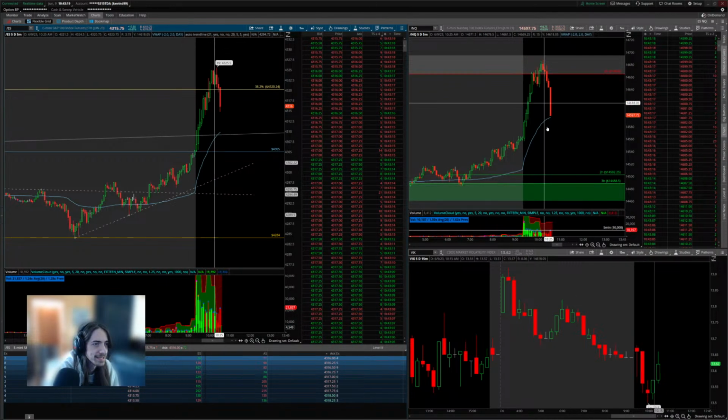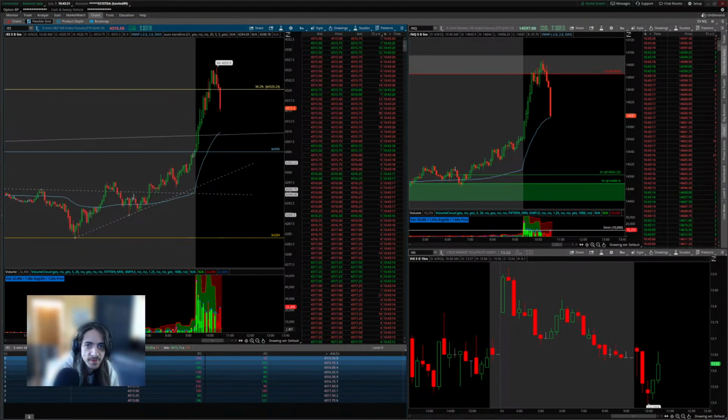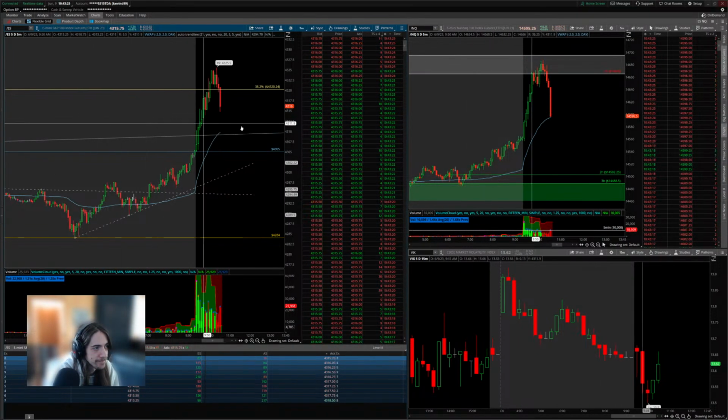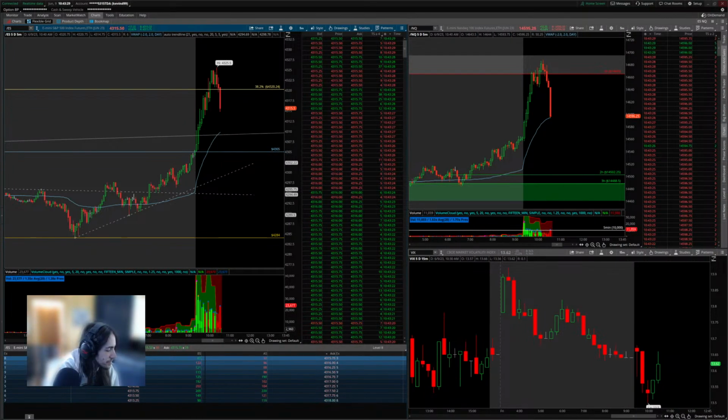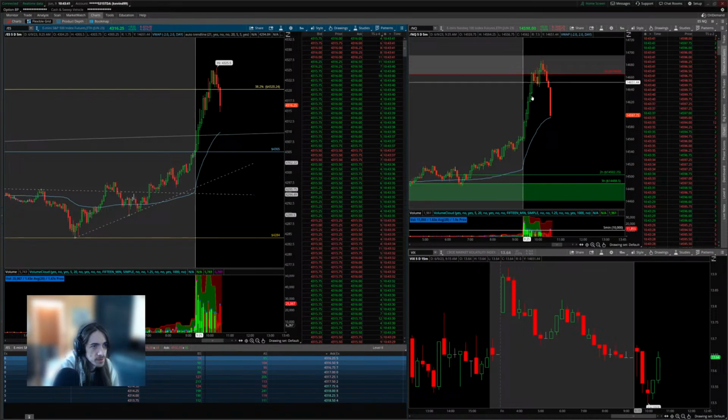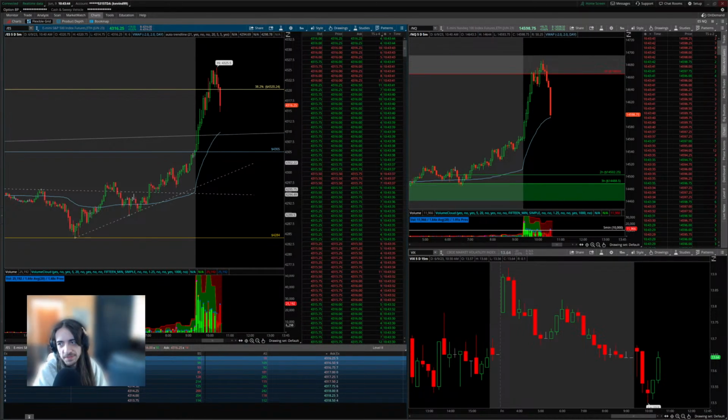Wow, look at that. NASDAQ all the way back to VWAP. That's quite the drop. That's crazy. That was a move, man. Alright, let's see. Anybody catch that drop?